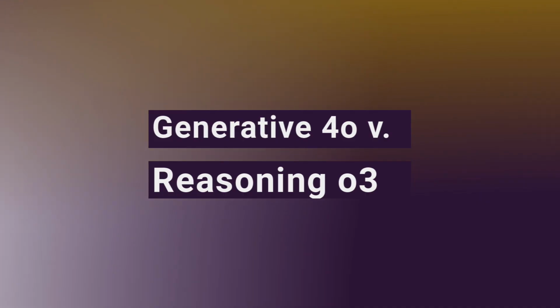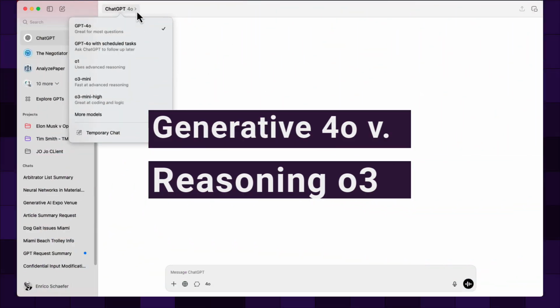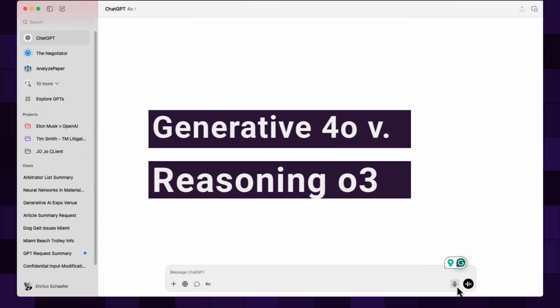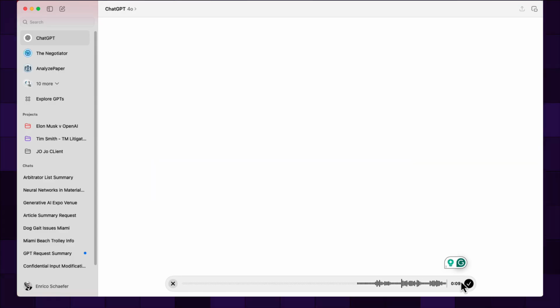For today's power tip, I want to talk a little bit about how you can navigate between the various GPT models. So you've got GPT-4o, which is a generative AI model, but you've also got o3 and other models that you can use. What you may not know is that you can actually switch between the models during a conversation. So let me show you how this works.